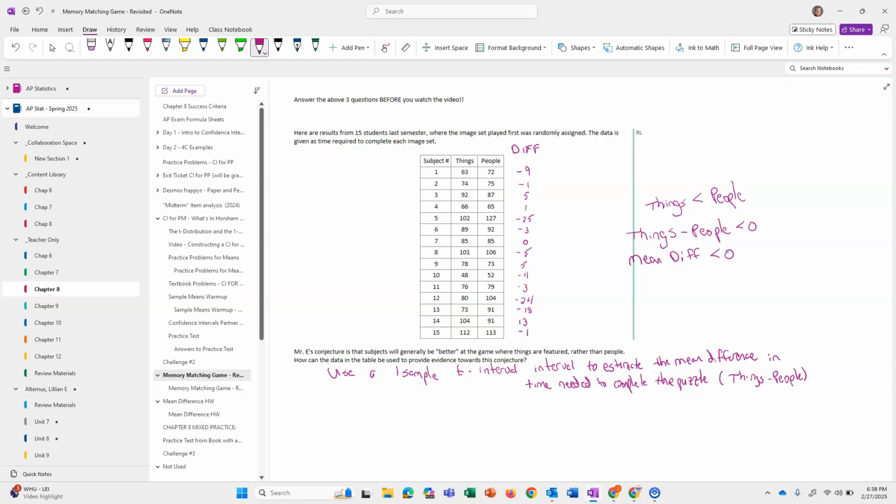A lot of times when I'm grading or looking at the scoring guidelines, they allow you to say a paired t interval. So if you don't want to do a one sample t interval, if you want to just say a paired t interval, that would also do the trick. So a paired t interval to estimate the mean difference.